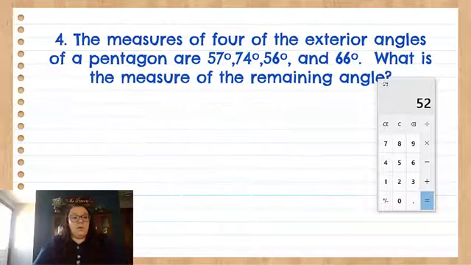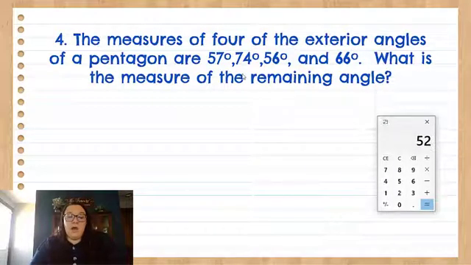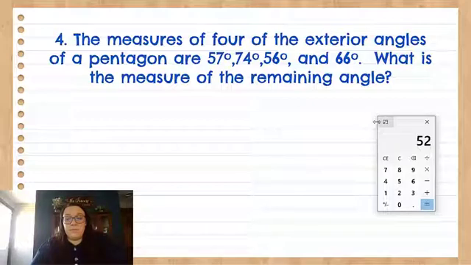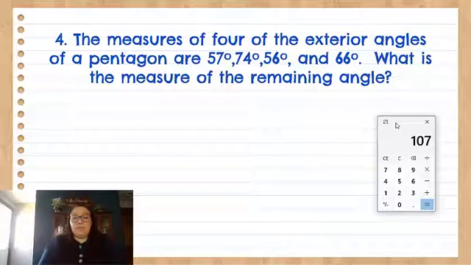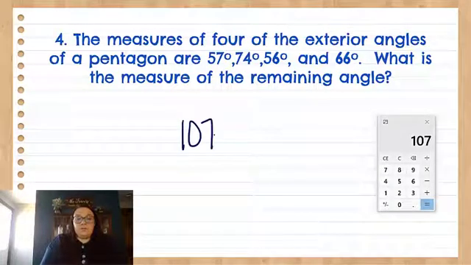Last one. Number 4, the measure of 4 of the exterior angles of a pentagon are 57, 74, 56, and 66. What is the measure of the remaining angle? Well, I know the sum of the exterior angles is 360. So if I start with 360 and I start taking them away, I'll find the last one. So I'm going to take away 57, minus 74, minus 56, and minus 66. My last angle must be 107 degrees.